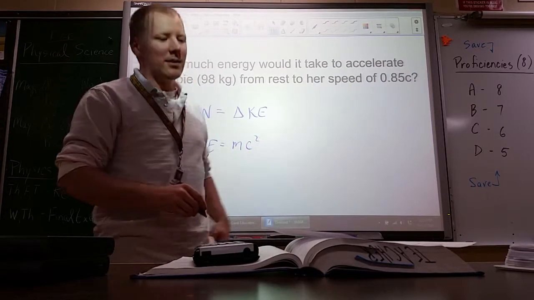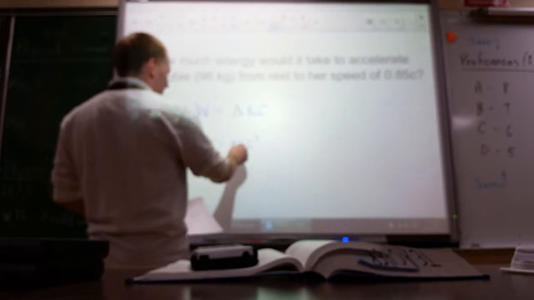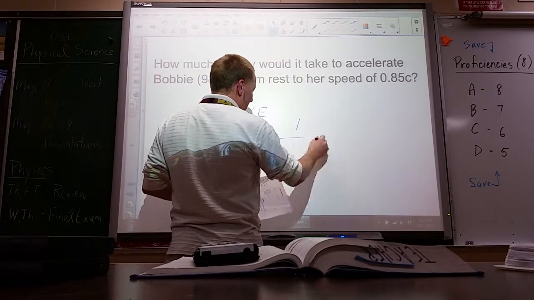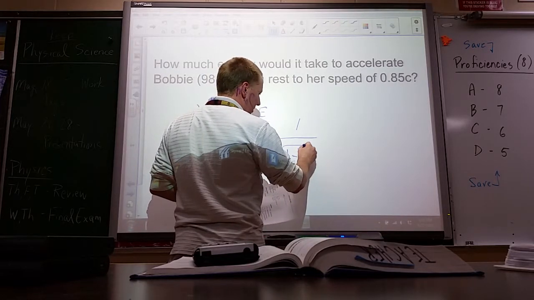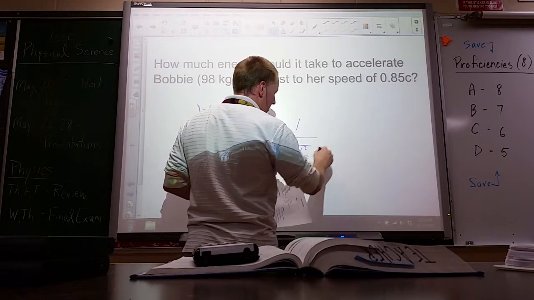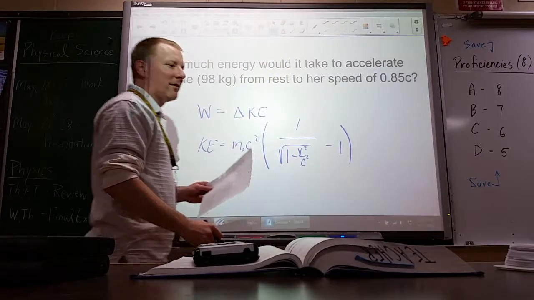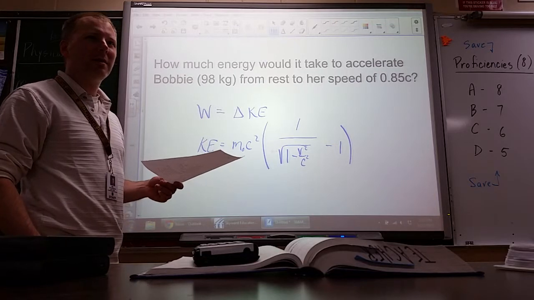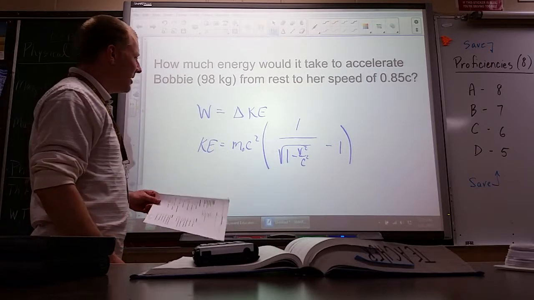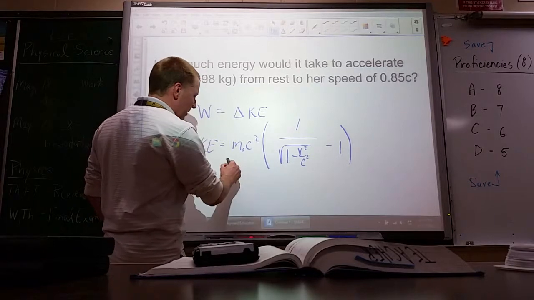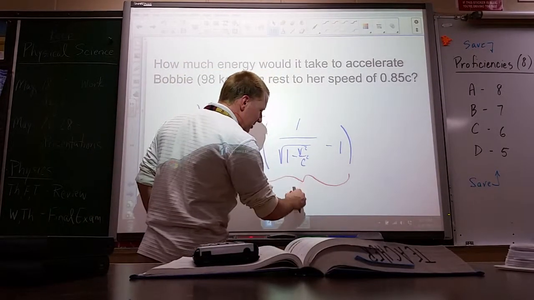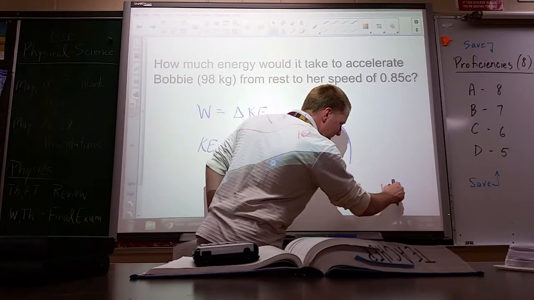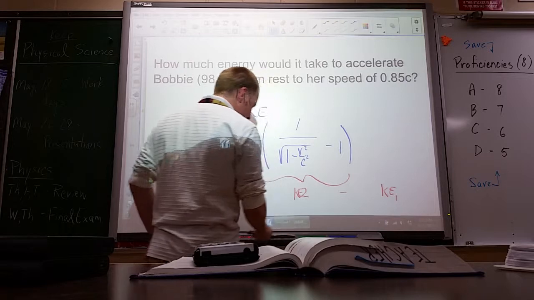You better hurry. I gotta look this one up too. M naught c squared, so her resting mass times c squared times 1 over our radical. But we actually need the change in this. So we need this to be our kinetic energy 2, KE2, minus our KE1.